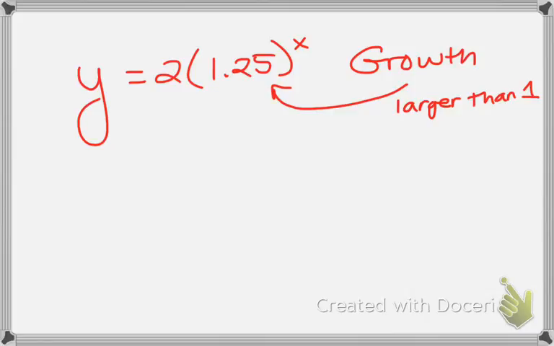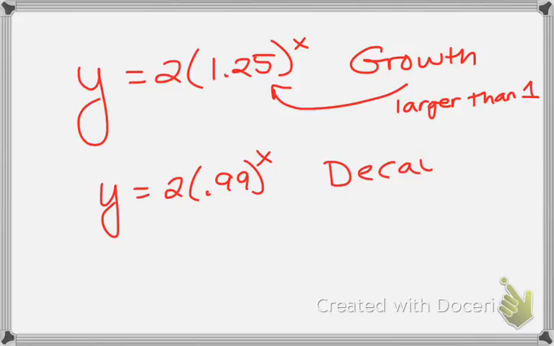Can someone give me something to put inside the parentheses that would make it decay? 0.99. Sure. So if we did y equals 2 times 0.99 to the x, that would be decay because the number inside the parentheses is less than 1. Right?